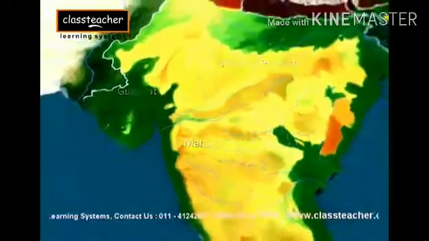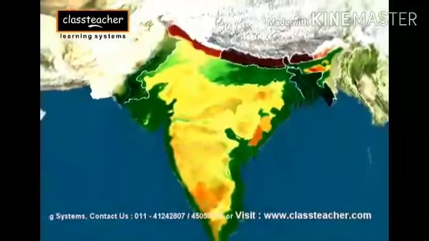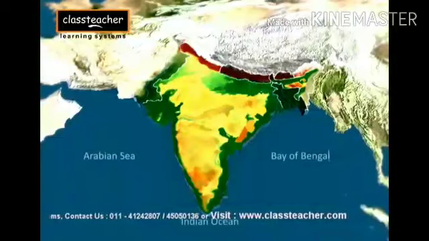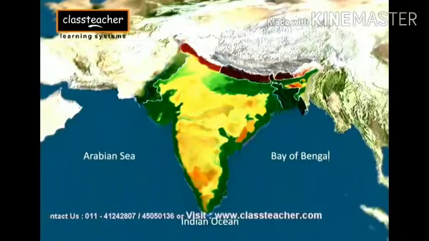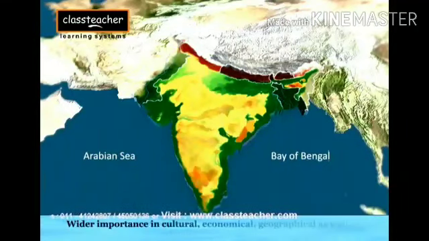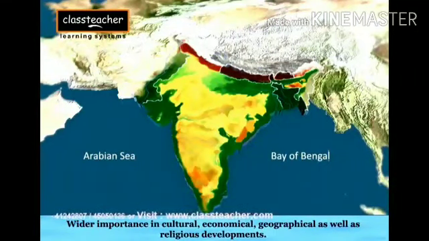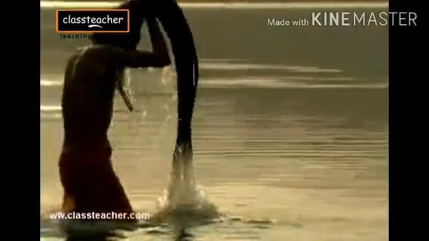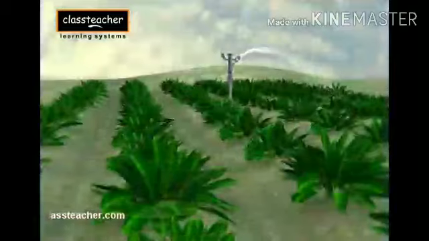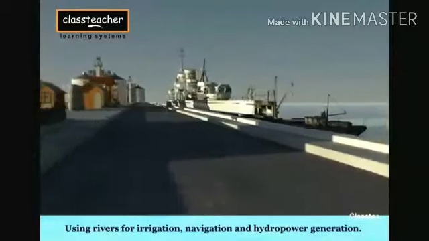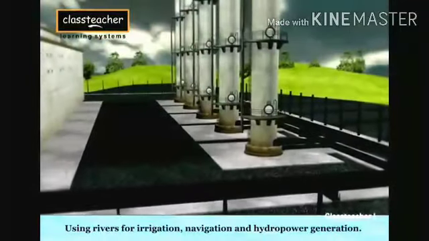Role of rivers in economy. Rivers form one of the most distinctive features of India. Amongst its many geographical marvels, they also carry a wider significance in cultural, economical, geographical, as well as religious developments. The rivers in India are considered as god and goddesses. Rivers have been of fundamental importance throughout human history. Water from the river is a basic natural source. Using rivers for irrigation, navigation, hydropower generation is of special significance, leading to flourishing Indian economy.